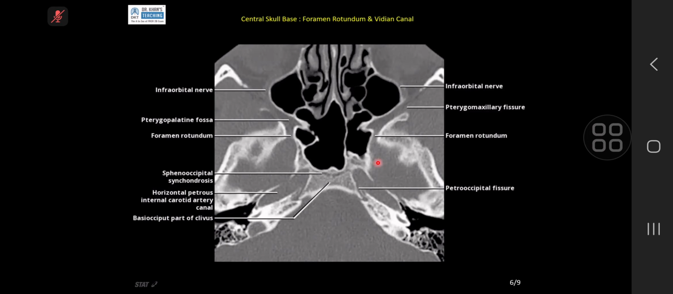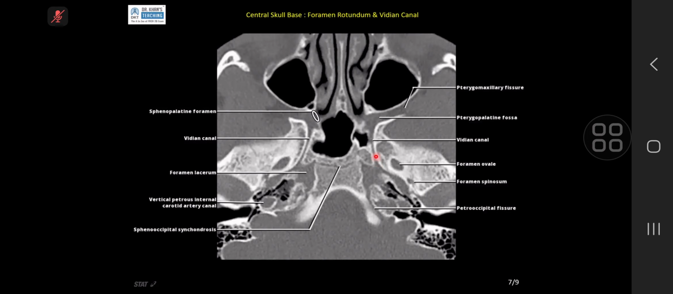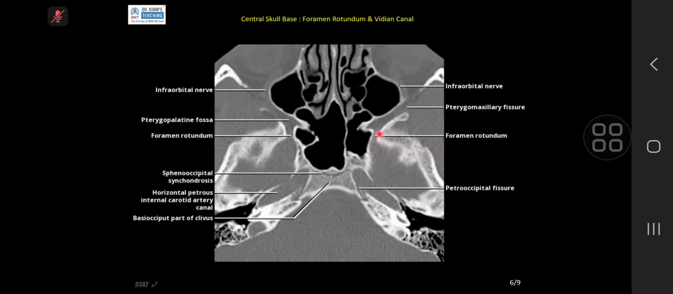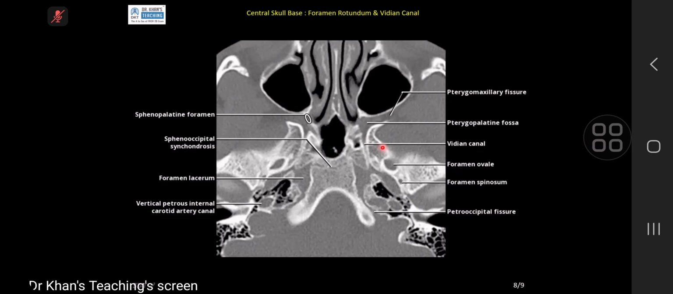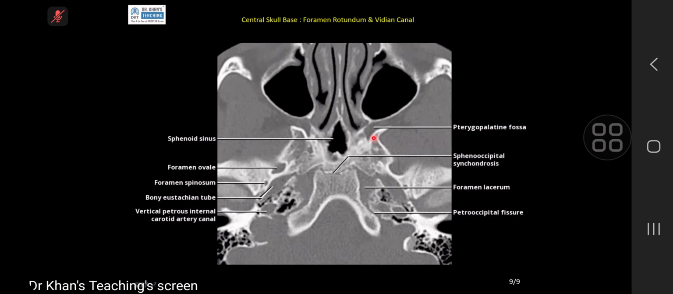As we reach the base of the sphenoid sinus, we can see this canal. And this canal is the Vidian canal. So the Vidian canal will be inferior to the sinus, and foramen rotundum will be lateral to it. This is a key point to differentiate. And you can see the pterygopalatine fossa once again anterior to that. So this is the pterygopalatine fossa.